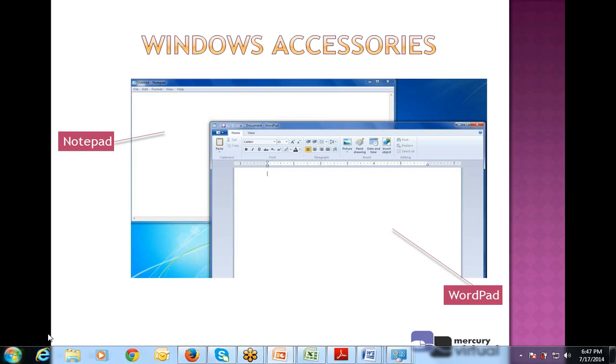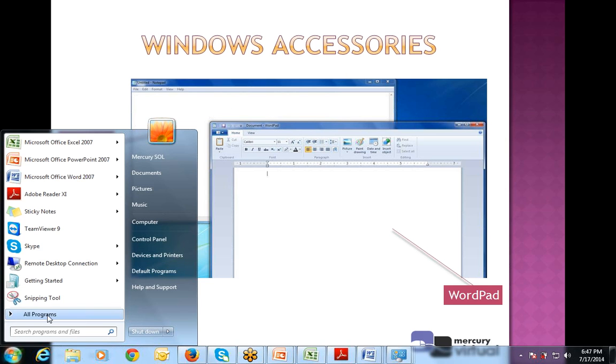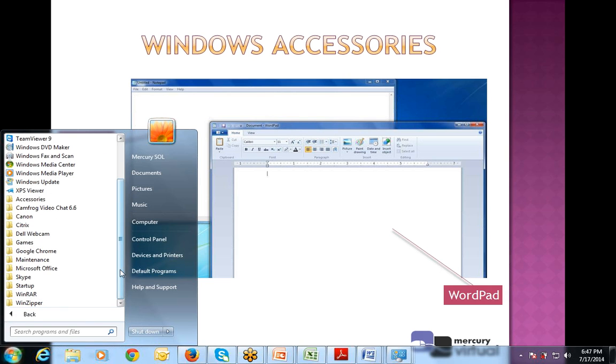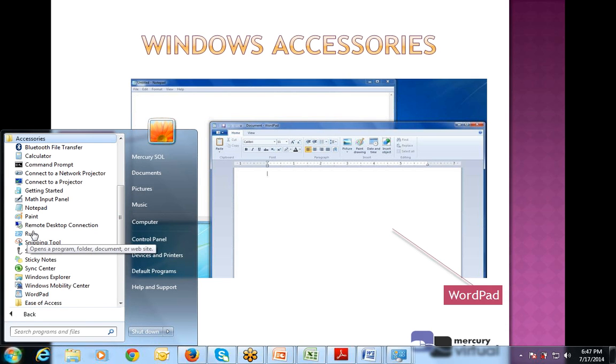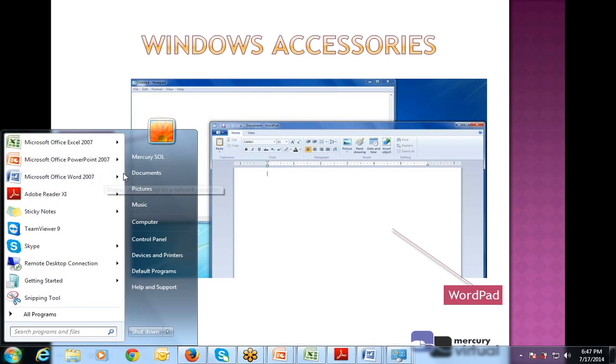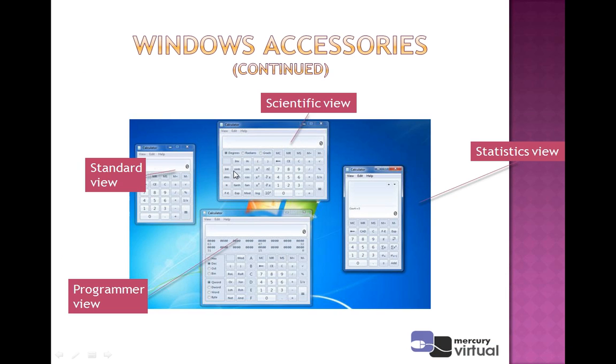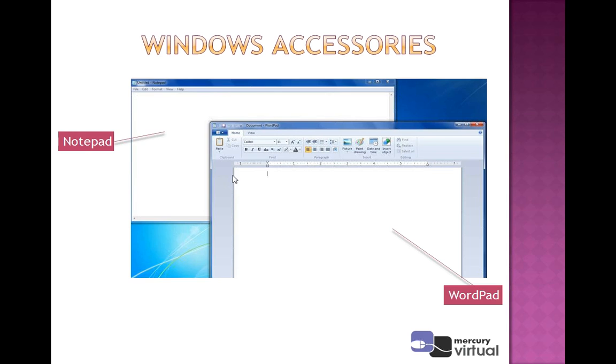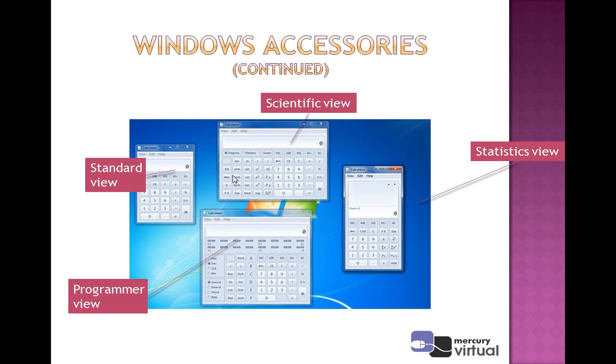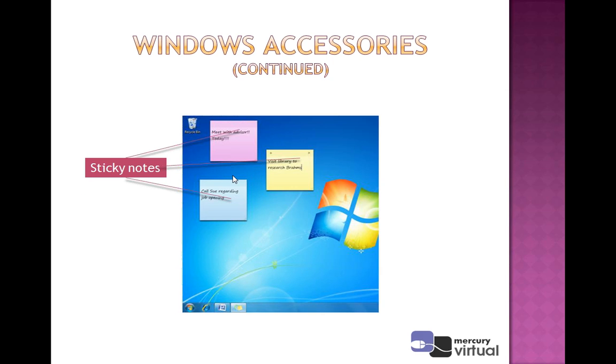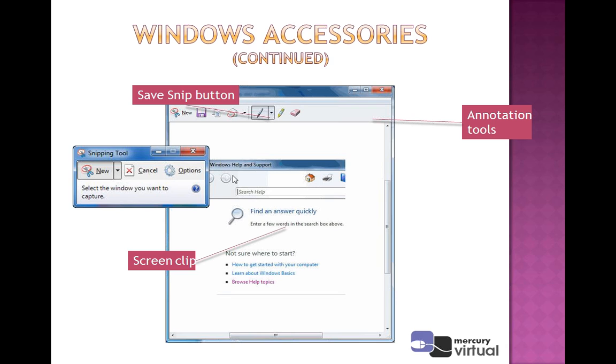Then there are Windows accessories. For example, click on this one, go to all programs, click on accessories. There are different accessories available for Windows. There is also Paint available, that is a Windows accessory. There is a calculator available. Then there are sticky notes. If I want to remind anything, I can put sticky notes on my laptop, on my desktop, so that I can remember that today is my friend's birthday or today is my salary day, anything.